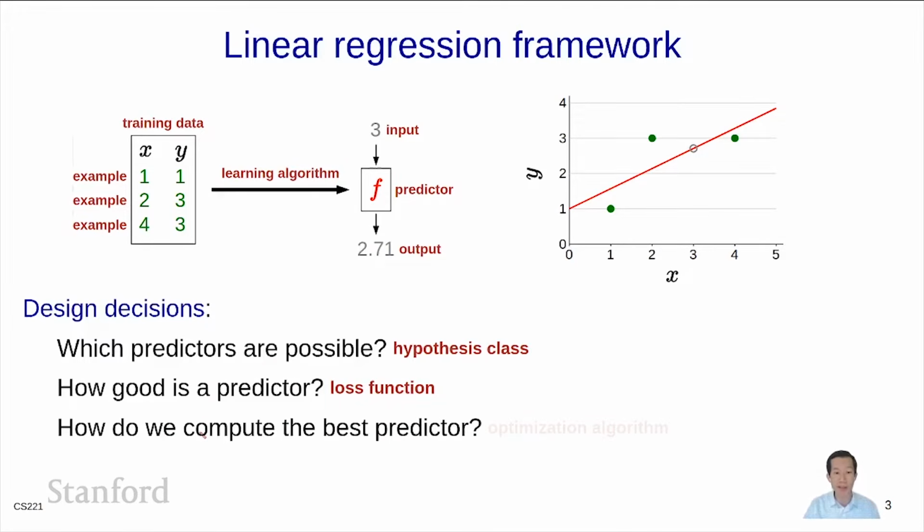And finally, how do we actually compute the best predictor? There are a lot of predictors there. And even if we have the loss function, how do we go searching for them? This is going to be the question of the optimization algorithm. So this is a recipe that we're going to see over and over again. It's kind of like a build your own learning algorithm.